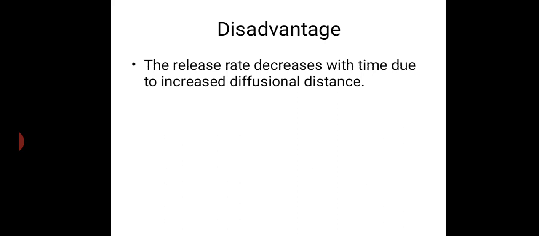So what happens is, at the initial time point, the release rate will be very high. But as the time progresses, the drug has to move from the center into the peripheral part of the delivery system, and because of the increased diffusional distance, the release rate will be reducing towards the end. So this is one of the main drawbacks of matrix dissolution control delivery systems.